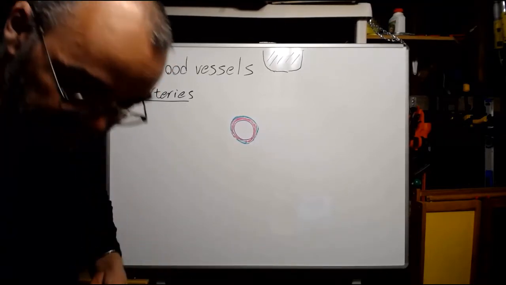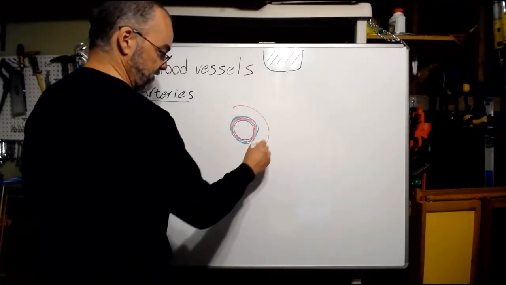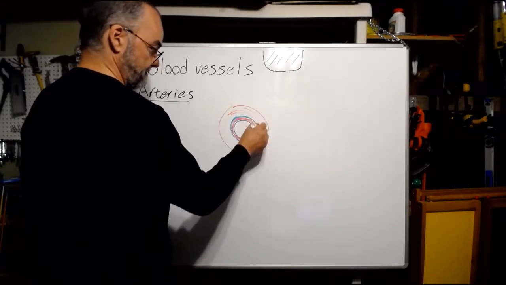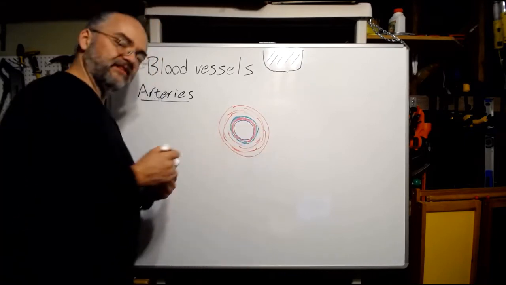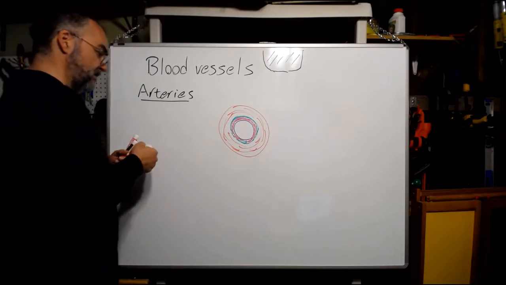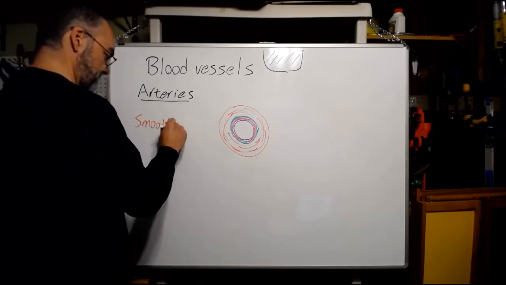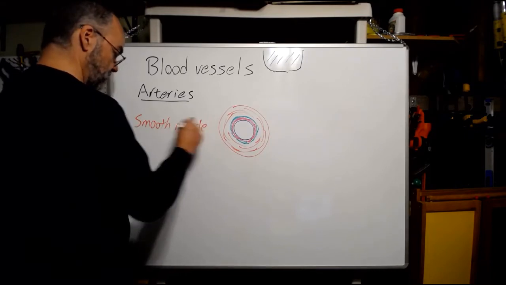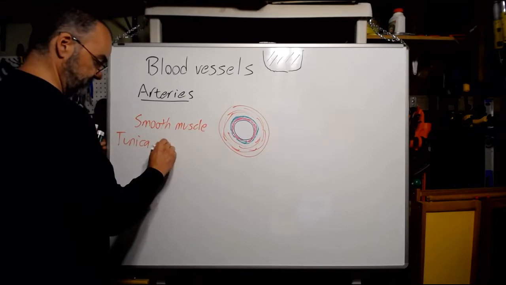The next layer in an artery is a fairly thick layer of smooth muscle. In arteries that has some elastic tissue in it too, but I'm not going to draw that specifically. That's smooth muscle, which we call the tunica media.